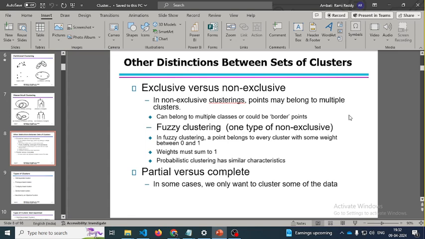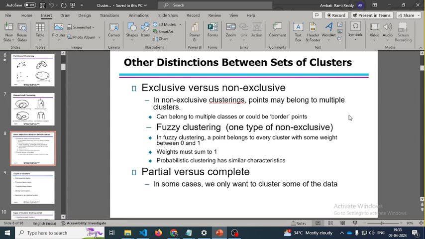There will be some distinctions between a set of clusters. Whatever data objects or data points you are getting will be exclusive versus non-exclusive. Exclusive means the data point belongs to only one cluster. Non-exclusive means the points may belong to multiple clusters, not only a single cluster. That kind of data you are going to call non-exclusive data. It can belong to multiple classes, or you may say multiple clusters.